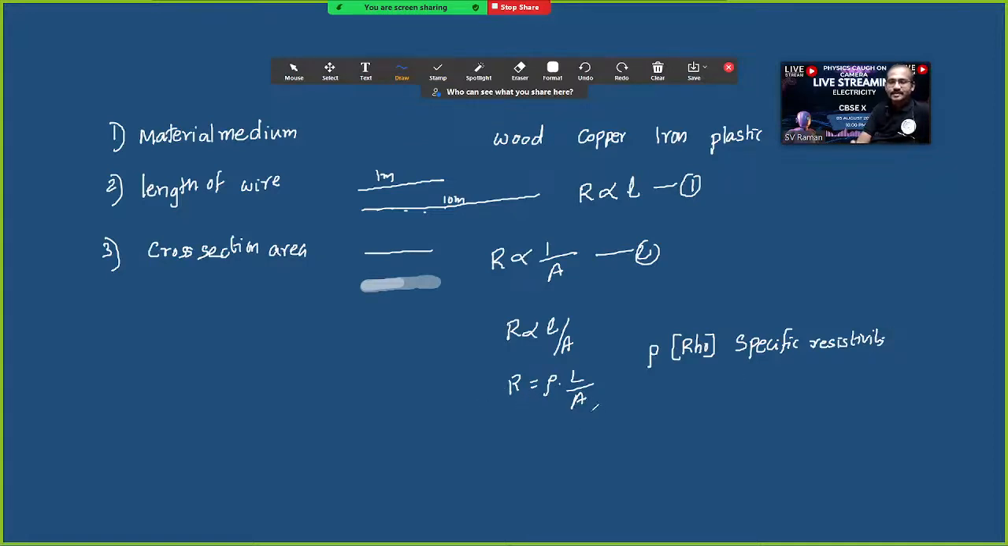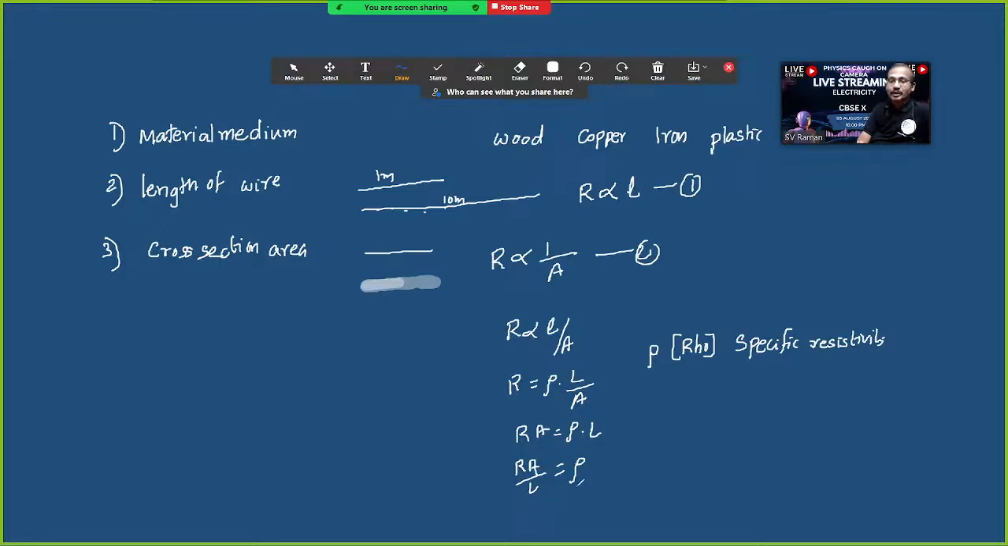You can do cross multiplication. RA is equal to rho into L. Hence, rho is equal to RA by L. R is the resistance, A is the cross section area, L is the length. Okay, so this is rho.